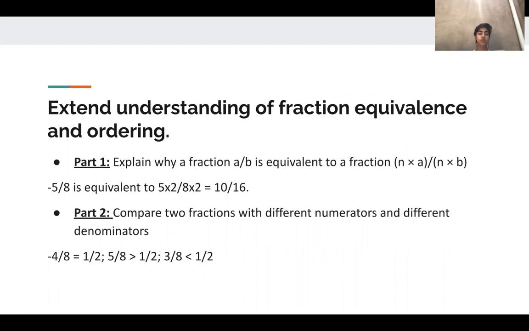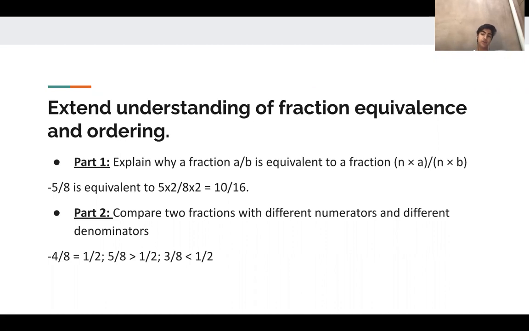Let's look at 5 over 8, and let's say I'm going to multiply 2 to the top and bottom. Then I get 10 over 16. 10 over 16 is the same as 5 over 8, except you multiply the top and bottom by 2. If you wanted to simplify 10 over 16, you would get 5 over 8. So essentially, 10 over 16 is therefore equivalent to 5 over 8.